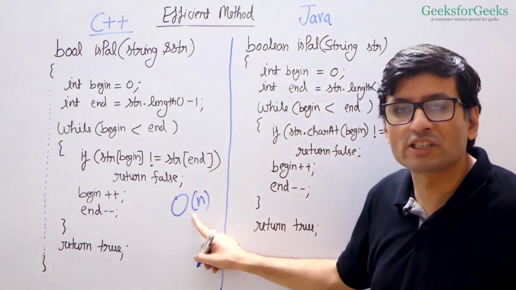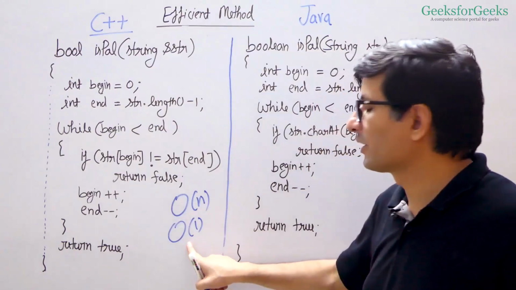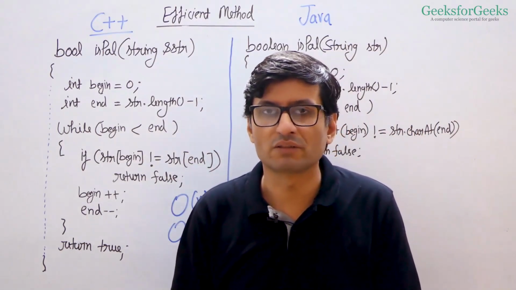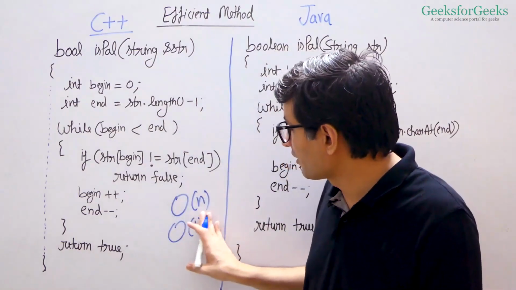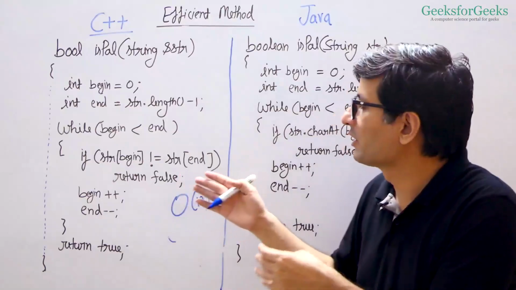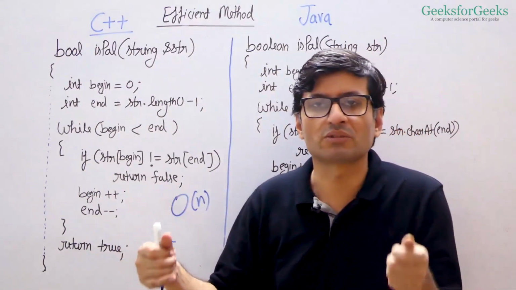Worst case it's theta n and best case is theta 1. And how much auxiliary space does it require? It requires constant extra space. So we can say big O of 1 or theta 1. See, constant can be represented by either big O of 1 or theta 1. And when we write big O of n, it means it's upper bounded by n. It can take less time, and that's the situation here. This program might end within constant time if the corner characters themselves do not match.